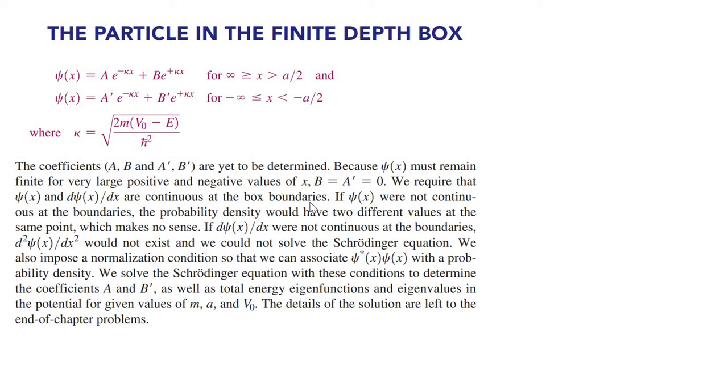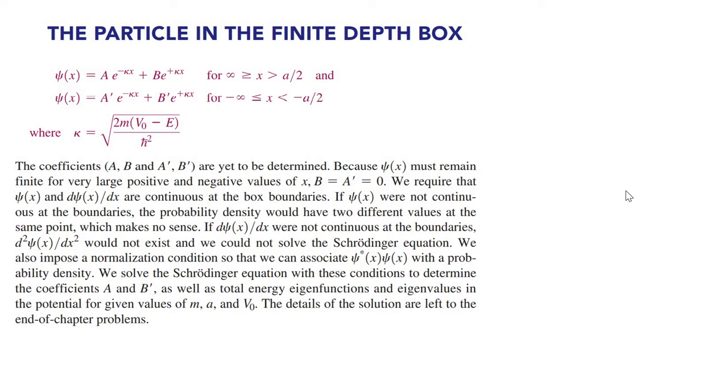Now the next point is that we need something more from these functions: the function itself, psi x, and its first derivative are continuous at the box boundaries. This is again nothing new, because we have seen in our FICS, that is finite, integrable, continuous and single valued criterion, that the function and its first derivative must be continuous, and there is some logical explanation why they should be continuous. The same thing is happening here also.